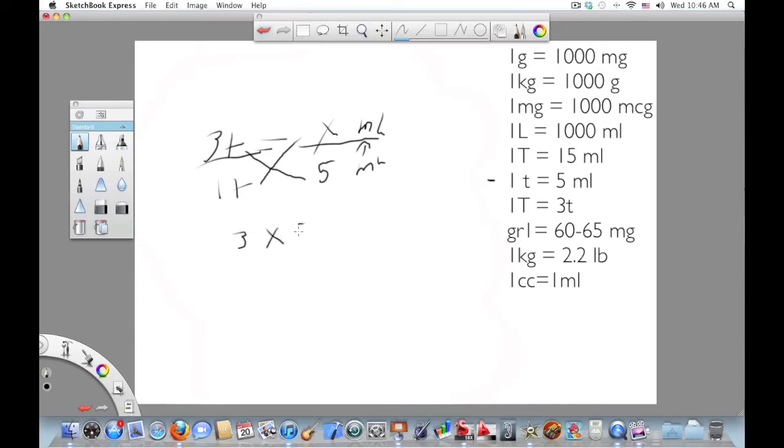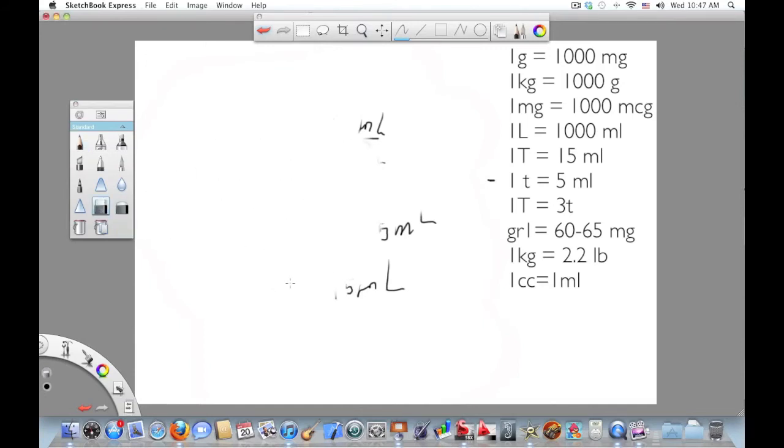Put the 3 down, put the 5 down, multiply those two, and you should get 15 milliliters. So you know now that 3 teaspoons is equal to 15 milliliters. Okay? It's very important. You have to match those up. Okay? I'll give you another example.